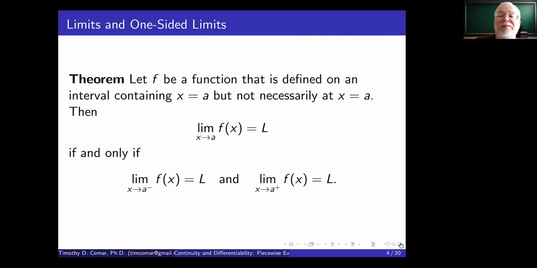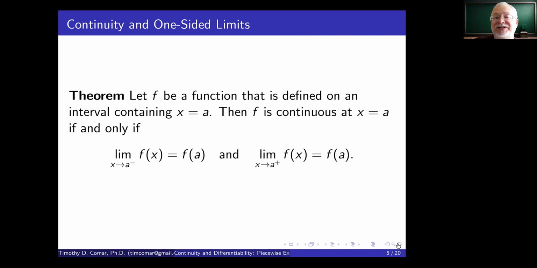I'll quickly remind you about the connection between one-sided limits and limits. So let's say we have a function that is defined on an interval containing x equals a, but not necessarily at x equals a. Then the limit of f of x as x approaches a equals the number L if and only if the left-hand limit as x approaches a and the right-hand limit as x approaches a of f of x are both equal to L.